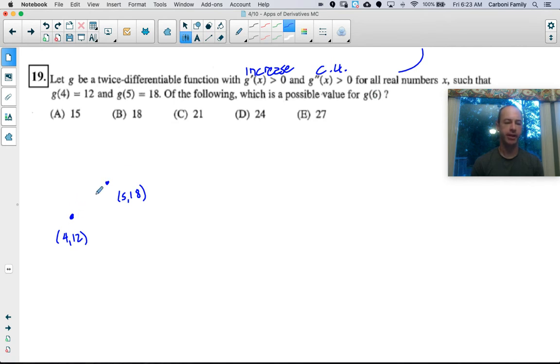So I didn't draw the axes, but I plotted 2 points for G of 4 and G of 5, and we're looking for a reasonable value of G of 6. The first two options, 15 and 8, I would immediately eliminate, because if G of 6 were 15, then at 6, it would be somewhere down here.